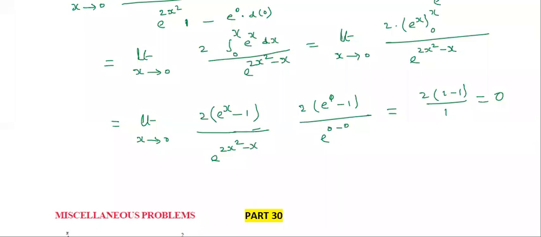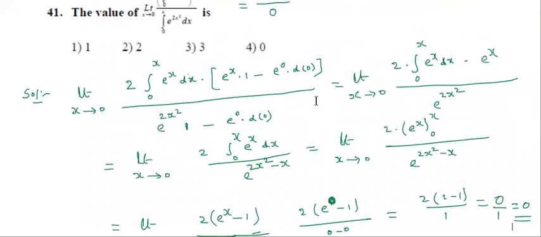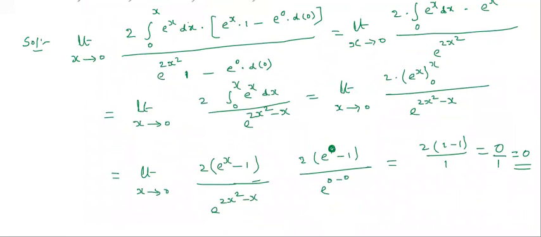So in the numerator, this is e power 0. E power 0 value is 1. 1 minus 1. Denominator e power 0, that is 1. Numerator 0 will come, denominator 1. 0 by 1 is 0. This is the answer. Students, see the options. The fourth option is correct.